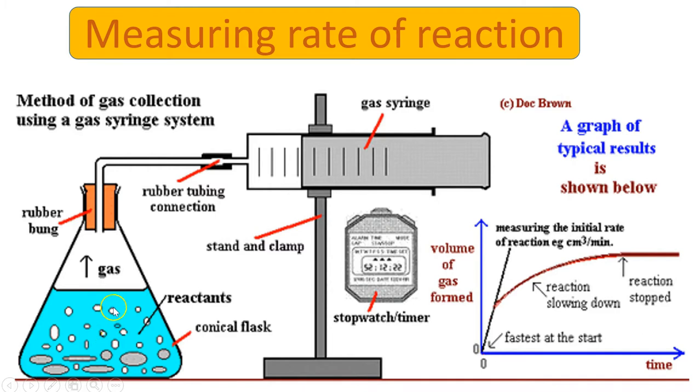So over here, for instance, one of the things that you can look at is the fact that we call this one a conical flask or an Erlenmeyer flask. There's your gas syringe. This one over here is your retort stand, or you can just say stand and clamp. That's fine. But this is more or less a setup that you can use in this graph.